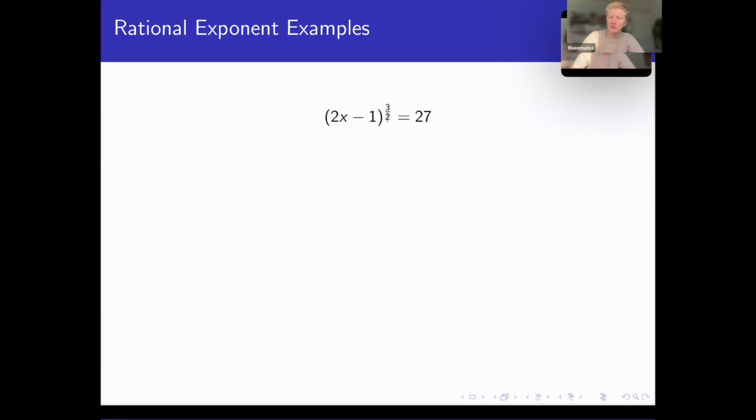This is to the 3 over 2, so we're going to raise both sides to the 2 over 3. And again, this original numerator, this 3 up here, can I highlight just that? I did it before.